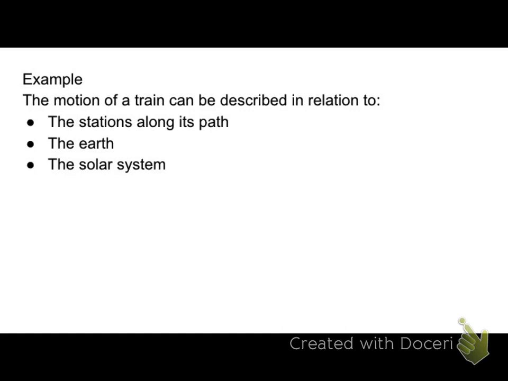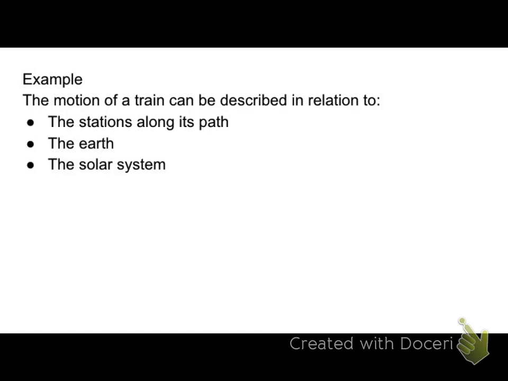So you can see how some frames of motion are more useful. When it comes to the train problem, if we're trying to decide if the train is moving, in terms of usefulness for us, probably the surface of the Earth or the train stations are the most useful. Because if we compared it to the solar system and used the solar system as our frame of reference, the train is always moving. The train is never not moving. And that doesn't really help us solve our problem here on Earth.